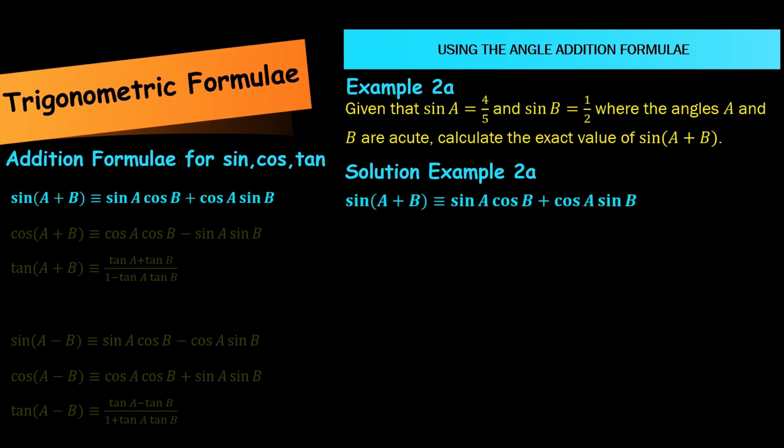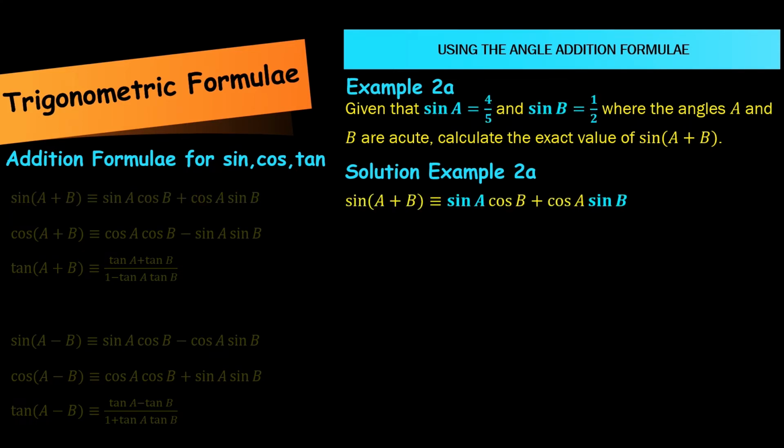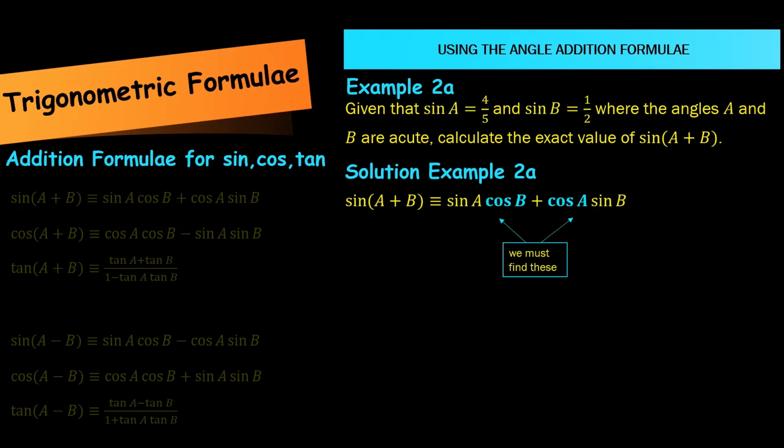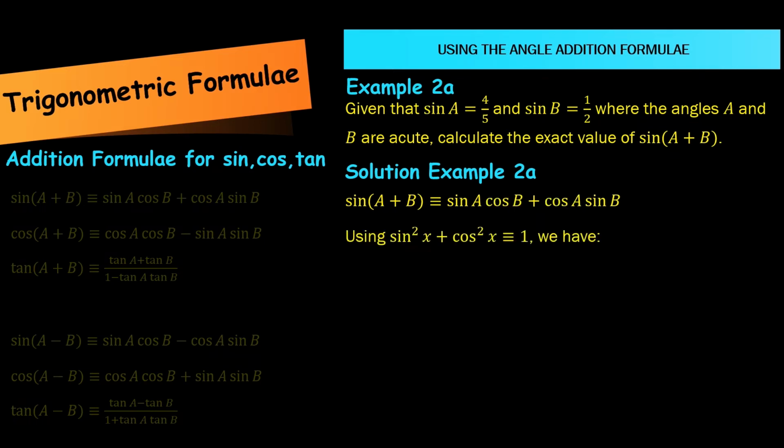Here, we already know the values of sine A and sine B, but we're required to find cos B and cos A in order to plug these into the formula and find the value of sine(A + B). Using sine squared plus cos squared is identical to 1, we have that cos squared A equals 1 minus sine squared A.